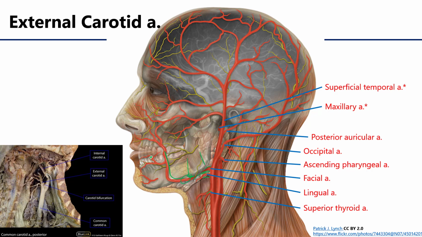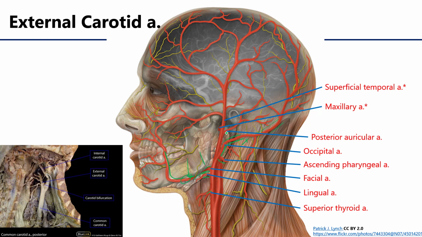The next branch that we have is the ascending pharyngeal, which is going to go deep and serve muscles of the pharynx, in particular the middle and inferior pharyngeal constrictors, as well as some of the longitudinal muscles. We also have an occipital artery. That occipital artery is going to serve some of the proximal portions of the sternocleidomastoid muscle, as well as the posterior aspect of the head and scalp.